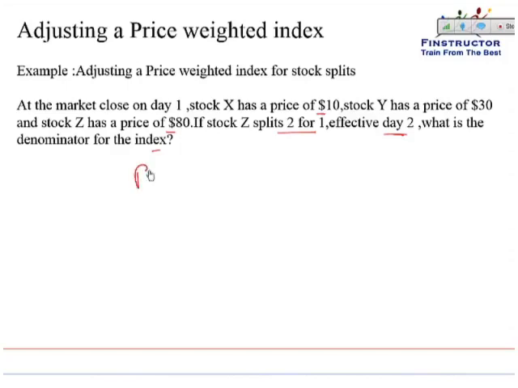So let's compute the original price of the index. It would be 10 plus 30 plus 80 divided by 3, that is 120 by 3, or $40. Now, if stock Z splits 2 for 1, as we studied in financial reporting and analysis and in other sections also, a stock split will have no economic significance. It will just double the number of shares and halve the stock price per share. So the new stock price from 80 will go down to 40. Market cap won't change. Nothing else will change because the number of shares has doubled.